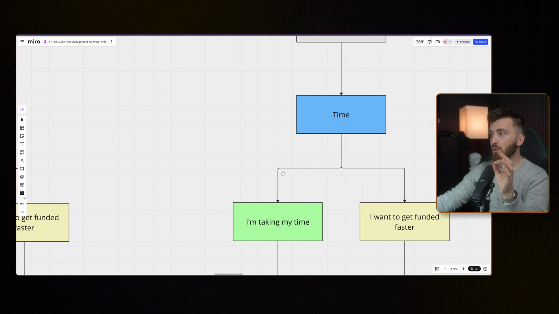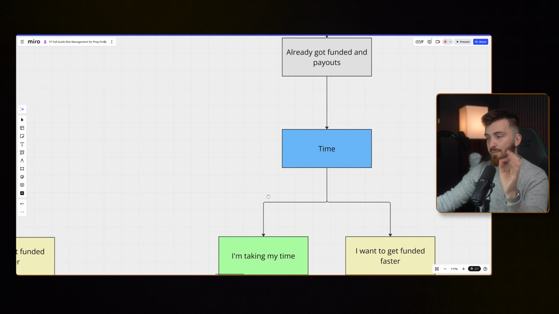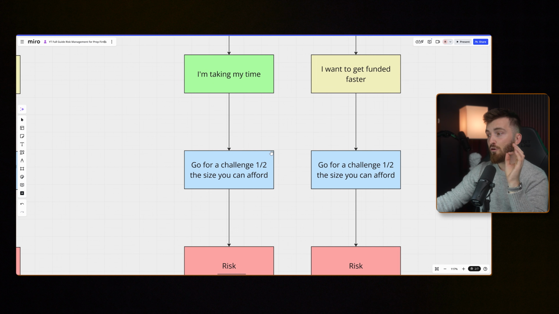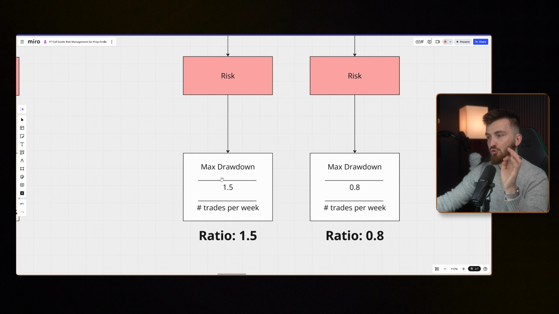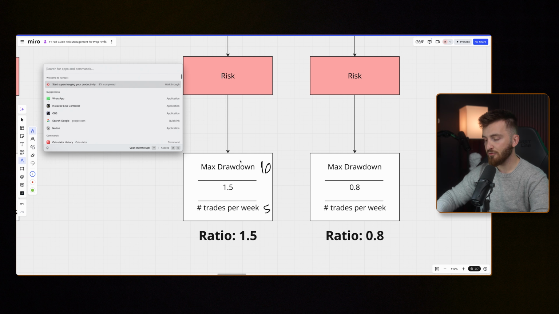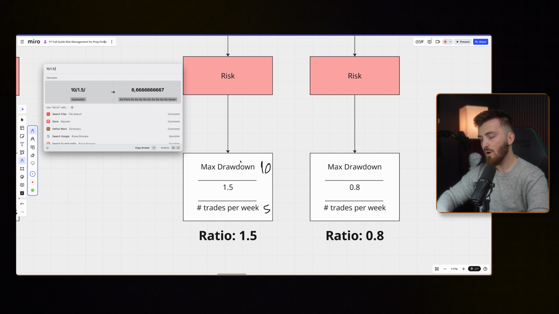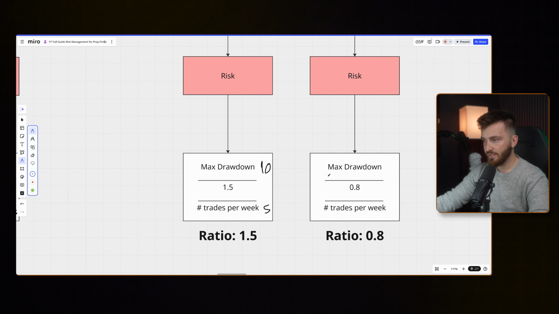So if you are profitable and you have already gotten funded and payouts and you are taking your time, then go for a challenge half of the size that you can afford, and you are going to risk max drawdown divided by 1.5 divided by the number of trades per week. Your ratio is going to be 1.5. Now, again, we've talked about this ratio. Let's say that is 10% divided by 1.5 divided by 5 if you're taking 5 trades per week. So you are going to be risking around 1.3% per trade, right?